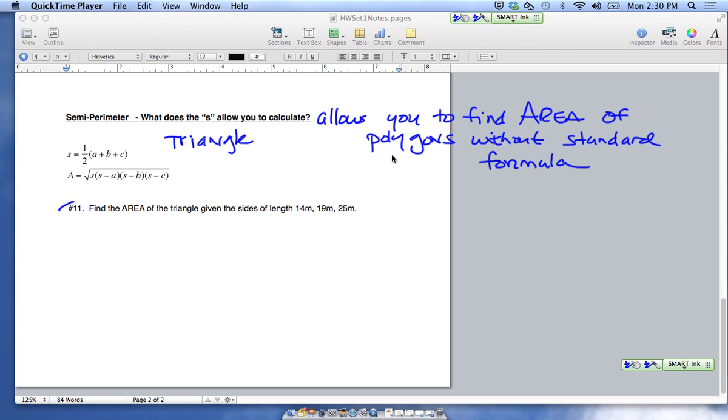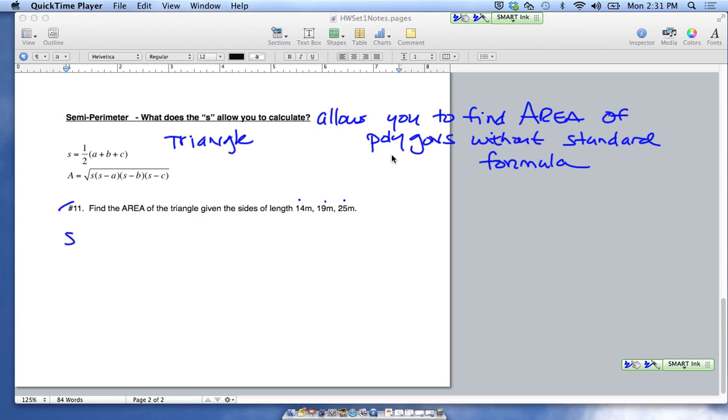So I'm asked to find the area of a triangle if the side lengths are 14, 19, and 25. I do not know the height of this triangle, so for my traditional area of a triangle I would need some trigonometry in order to figure out what the vertical height of the triangle is, the altitude, the perpendicular height rather. And this is a way around using trigonometry to find the area of a triangle when I do not know what the height is.